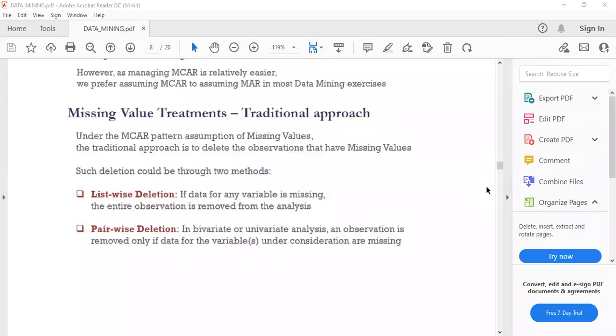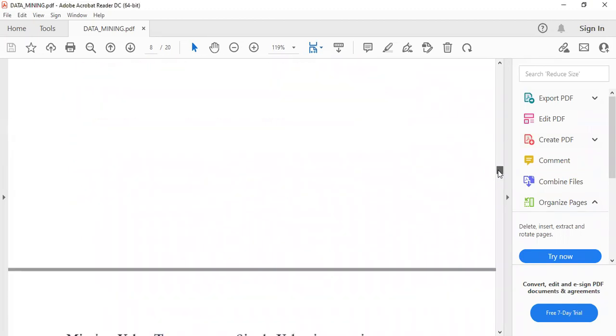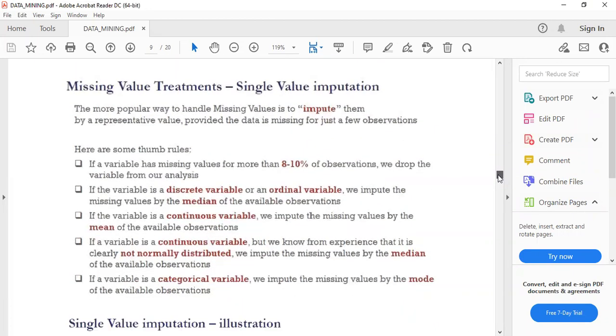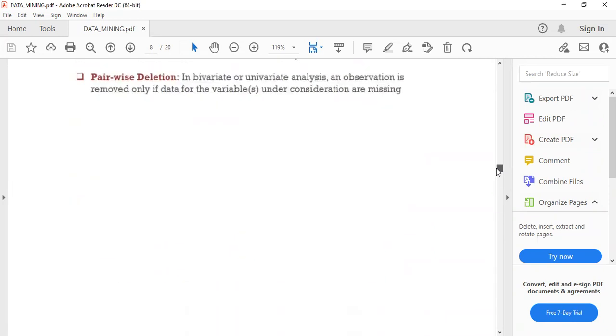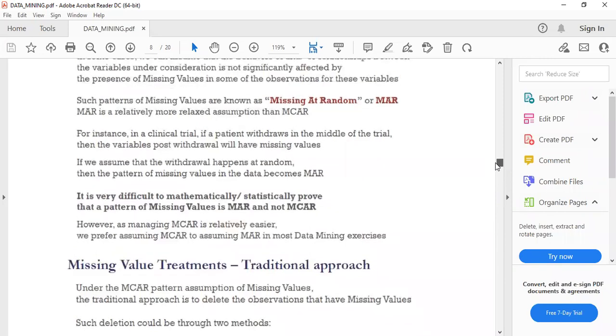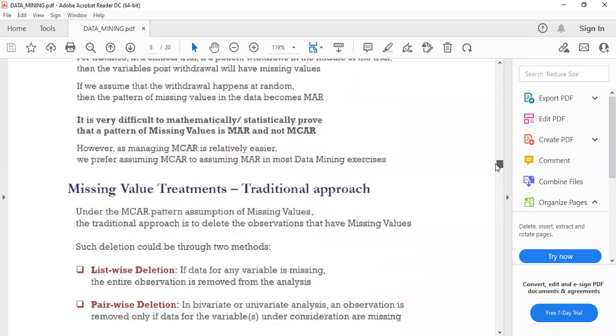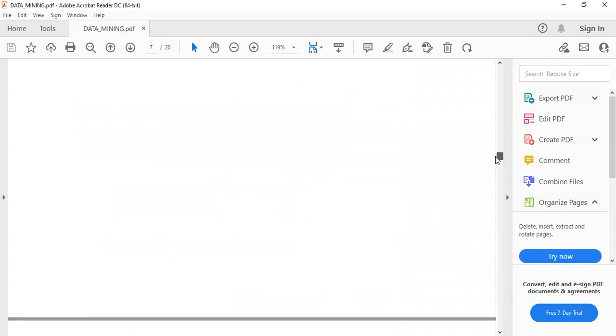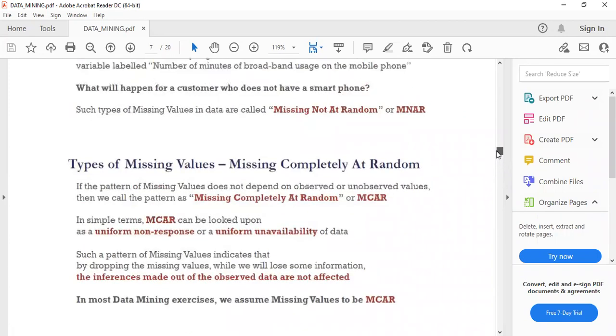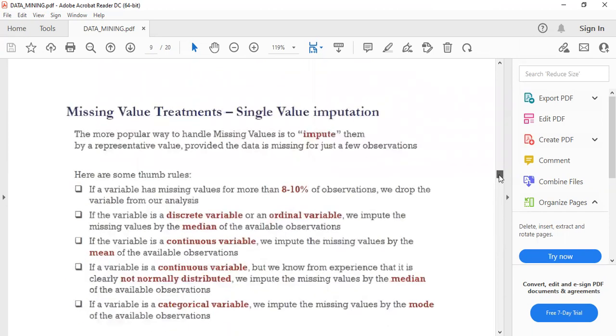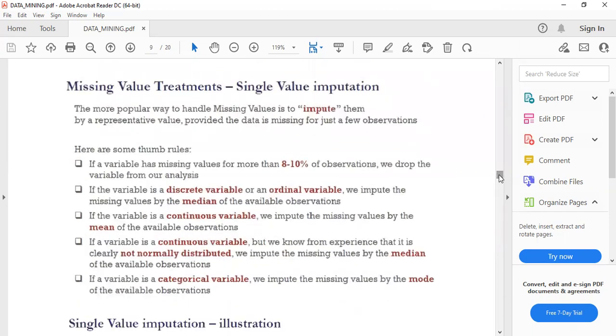Now look at this. Now missing value treatments by using this method, single value imputation. Just go through.